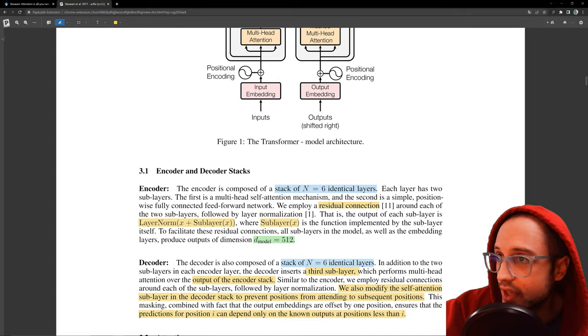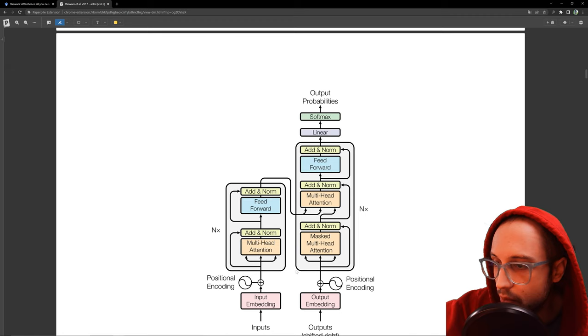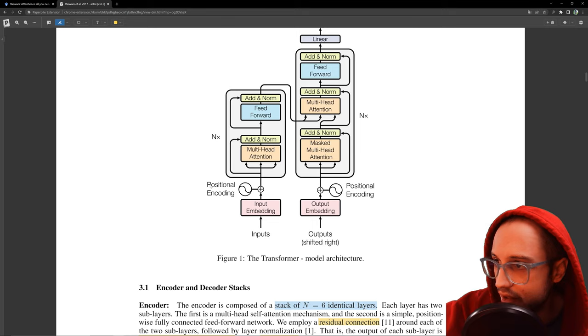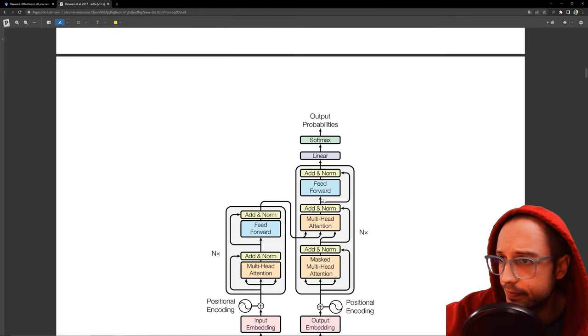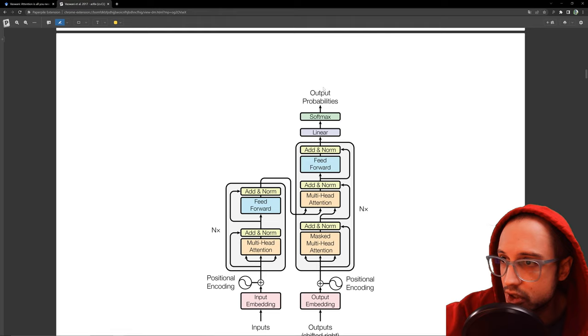So that's the basic transformer there. You have this part here, which is an encoder, and this part here, which is a decoder. These positional encodings are basically just sines and cosines that tell you where within the sequence it is. And then linear, softmax, this is kind of a generic classification head, right?